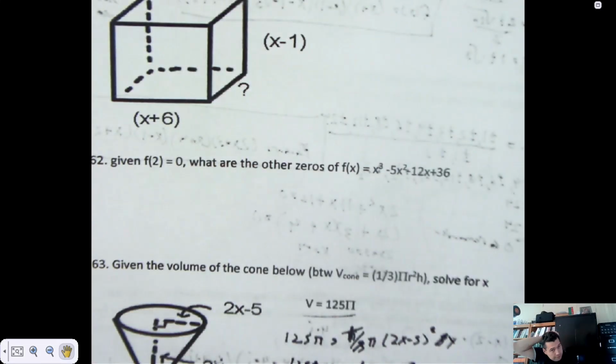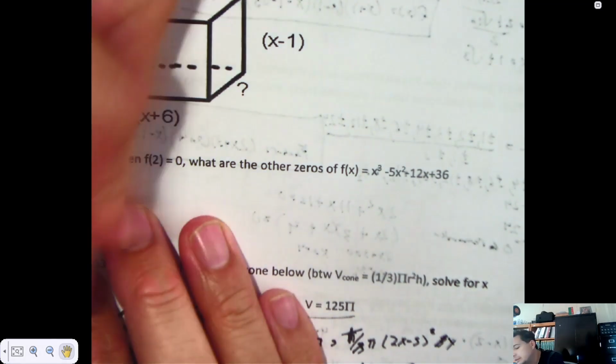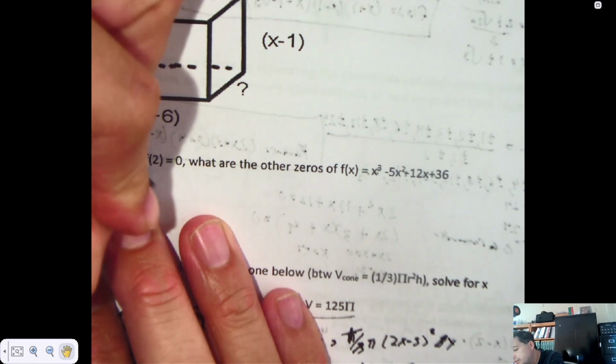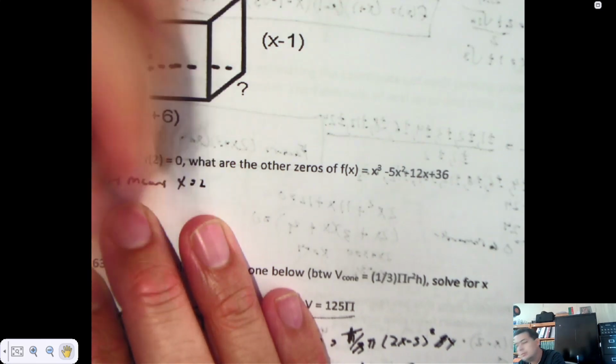62 has got some notation at the end of course tests seem to love. Man, it messes with kids. It's F notation, which is why I'm pushing it so hard. But it says, given that f of 2 is a 0, what are the other zeros of f of x? So what does this mean? F of 2 is 0. That means that x is 2. It means x is 2.